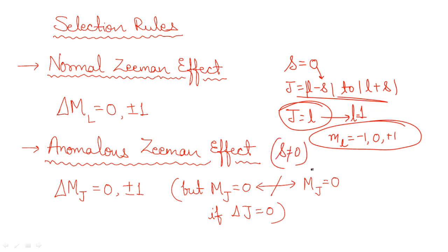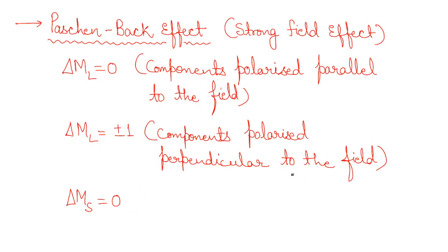Once you get J, if delta J is equal to 0, you will not consider this transition. So there is an exception: this is the rule, but you can't consider the transition from mj is equal to 0 to mj is equal to 0. Be careful about it. Next is the Paschen-Back effect, which is a strong field effect.